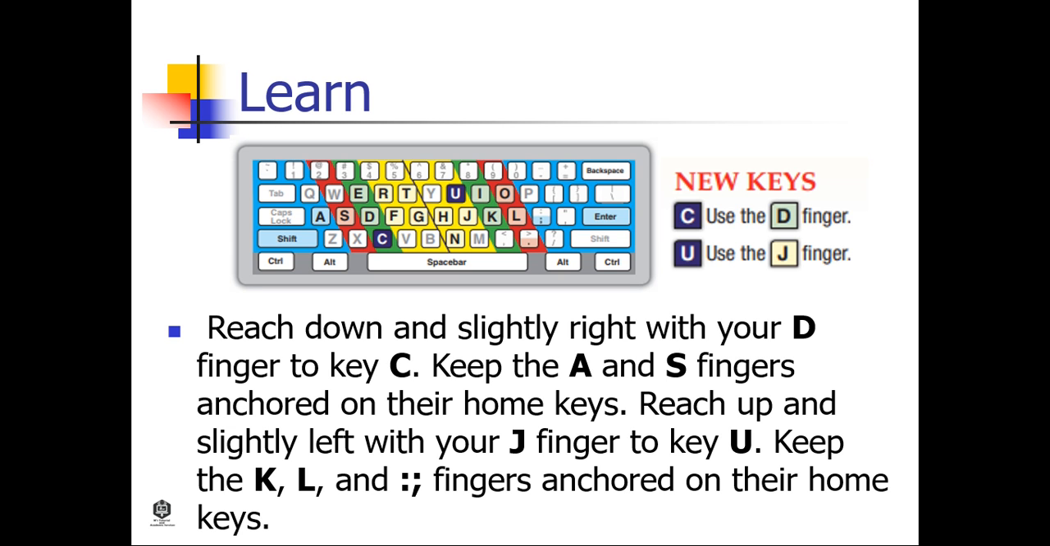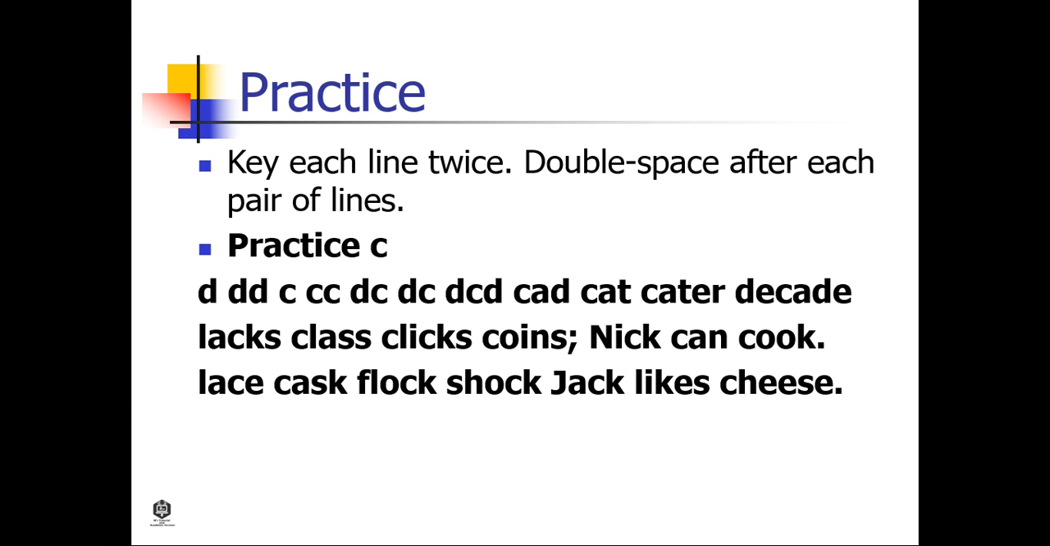Reach down slightly right with your D finger to key C. Keep the A and S fingers anchored on your home keys. Reach up and slightly left with your J finger to key U. Keep the K, L, and semicolon fingers anchored on your home keys. To do the practice, key each line twice, double space after each pair of lines.